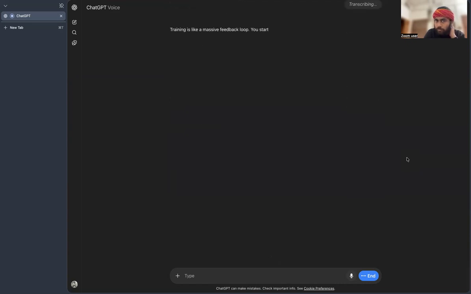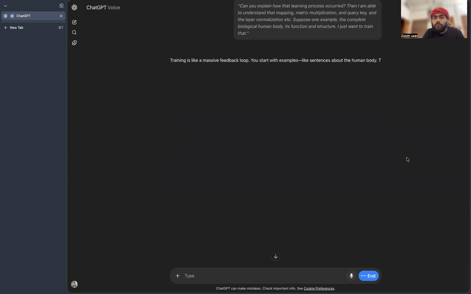Training is like a massive feedback loop. You start with examples, like sentences about the human body. The model predicts something, maybe the next word. You check how wrong it is using a loss function. Then you adjust all those weights slightly so next time it's less wrong.